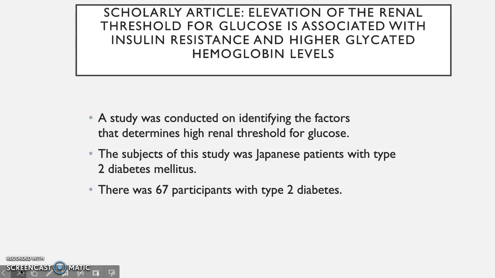In this study, the patients had type 2 diabetes mellitus. There were a total of 139 participants in this study, but of the 139 participants, there were only 67 participants that qualified for the study. So 67 participants with type 2 diabetes were used for this study.